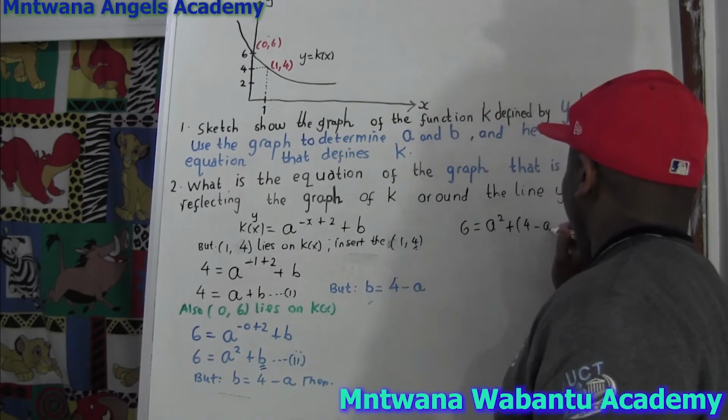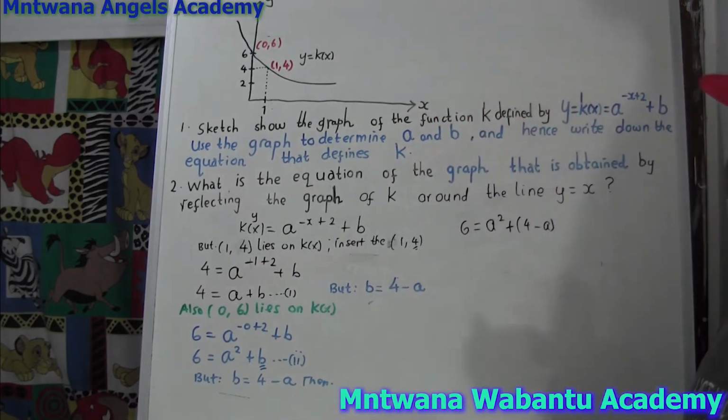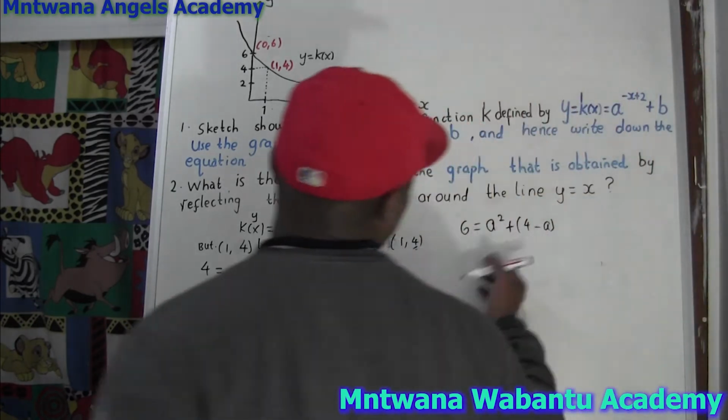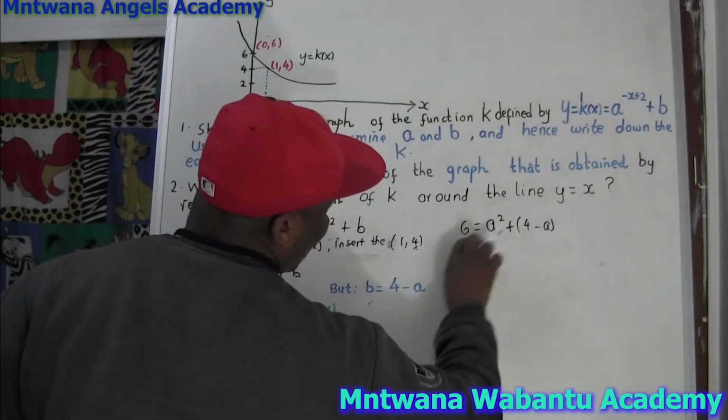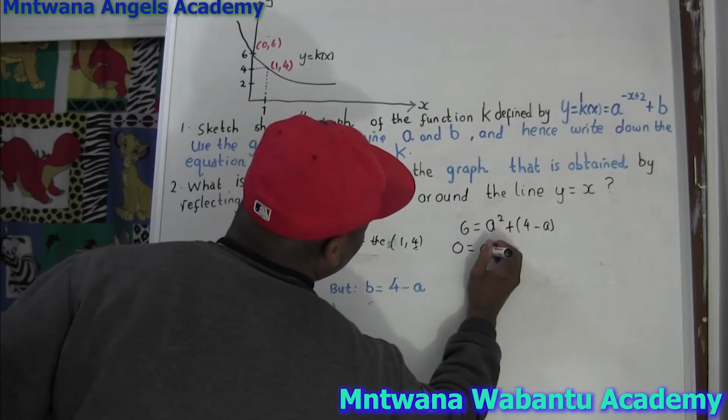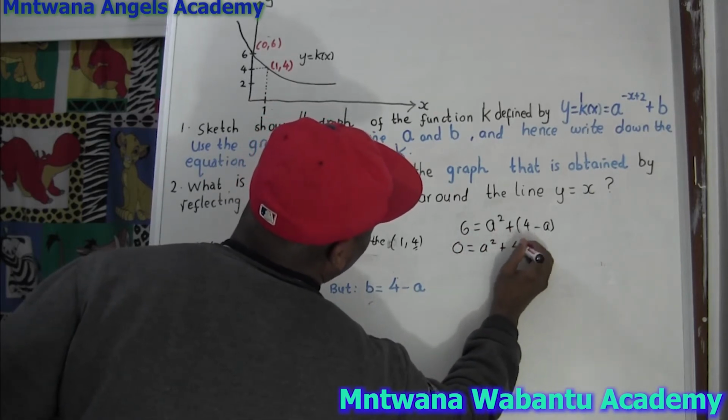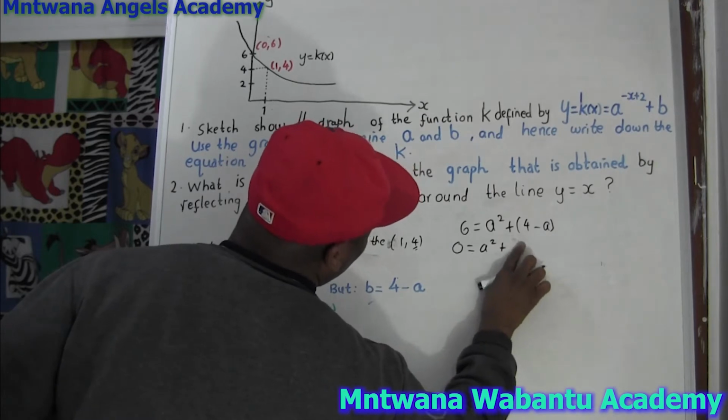So 4 minus a. And you see now you have a quadratic equation. So now let's rearrange and solve. Everything is going to go to the right, is equal to a squared plus, let me start with the negative a because it's quadratic already.